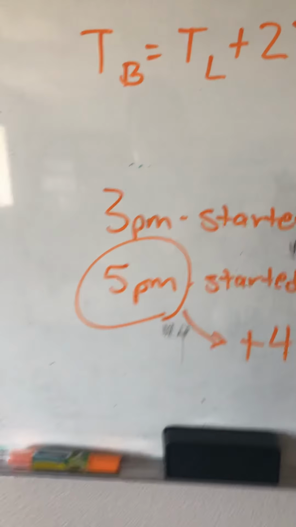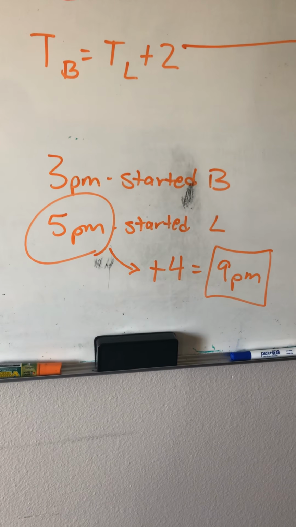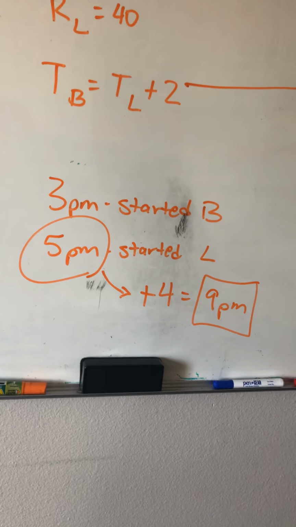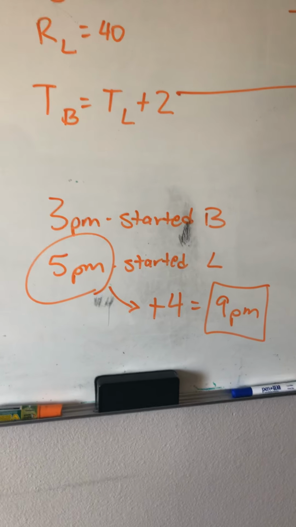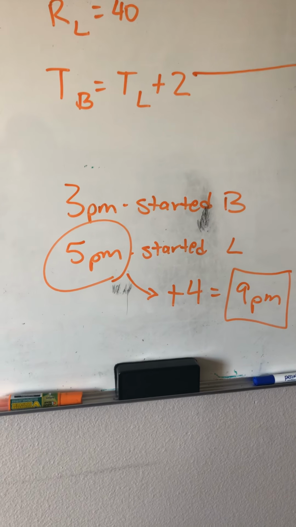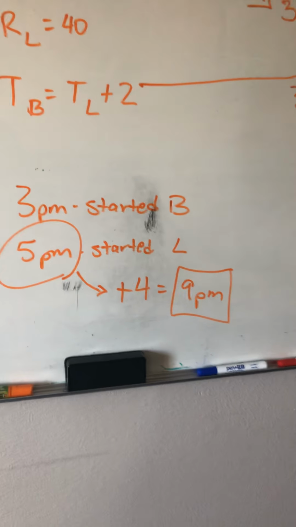So then we come back to the 3 p.m. start time for Brunhild, but we can't say 4 hours from then, because part of the equation is that Ludwig started 2 hours later. So 5 p.m. is really the time we need to add the 4 hours to, which gives us a total of 9 o'clock p.m. That is the answer for number 1.